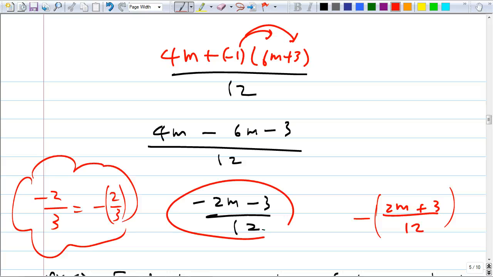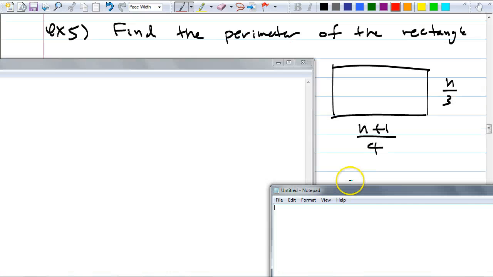All right, let's do the last one then. Here we go. It says, find the perimeter of the rectangle. And here's the rectangle. The width is n plus 1 over 4. The length is n over 3. Okay?